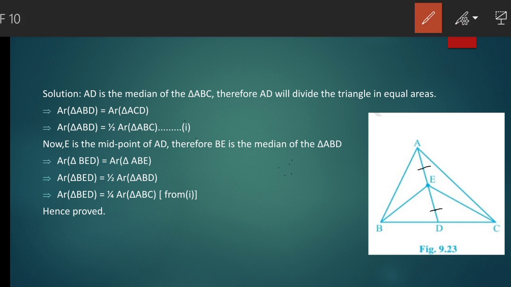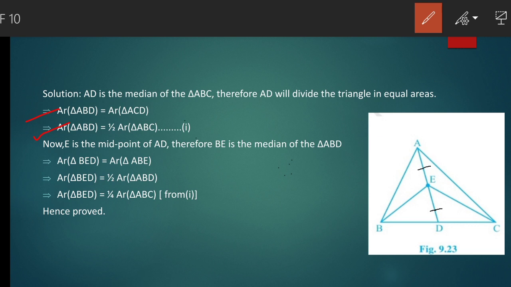It is written that AD is the median of the triangle ABC. Therefore, AD will divide the triangle into equal areas. So we will get area of ABD is equal to area of ACD. That means area of ABD is nothing but half of area of ABC. So this becomes our first equation.